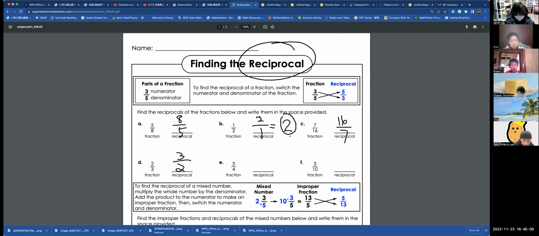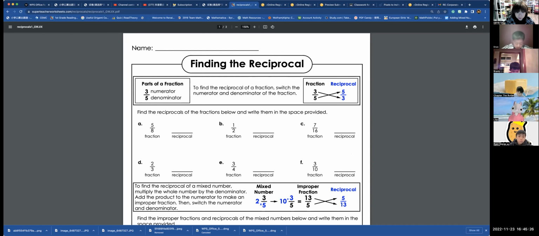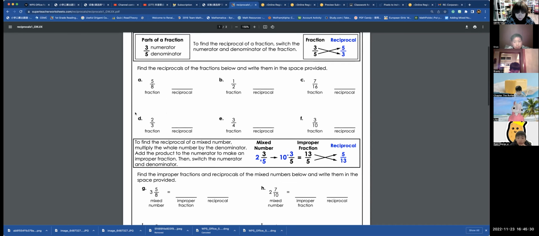4/3. Okay, 4/3, very good. Okay, so last one, who wants to do it again? Brandy, can you tell me 3/10, what is the reciprocal? 10/3. 10/3, very good. Okay, good job. So now let's move forward, okay? So this one's pretty easy. So let's take a look at this one.